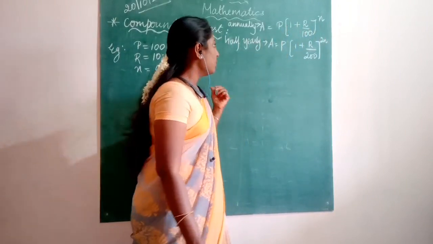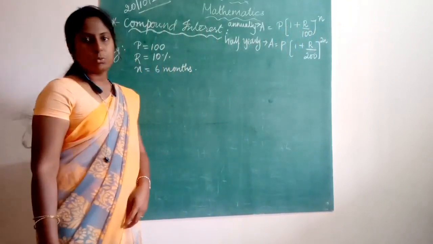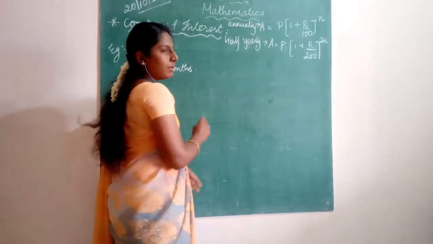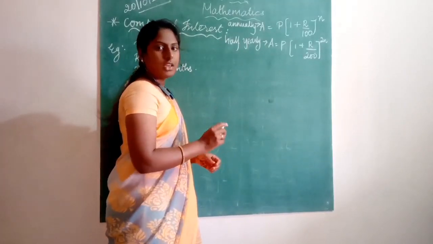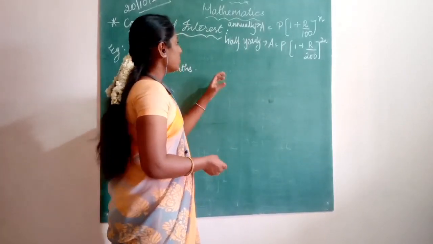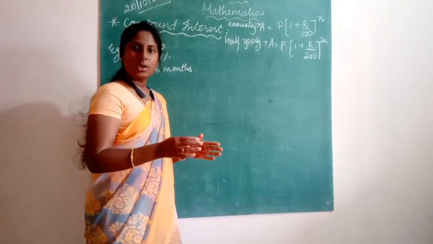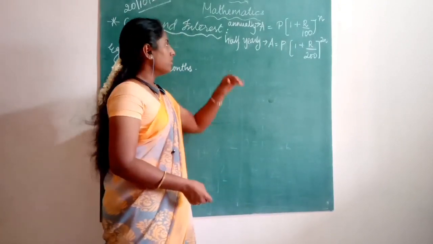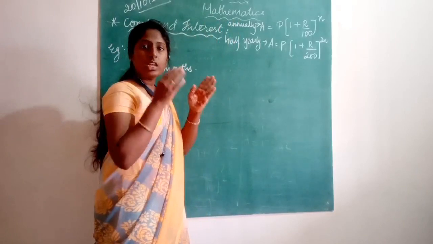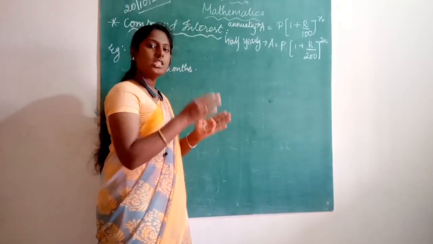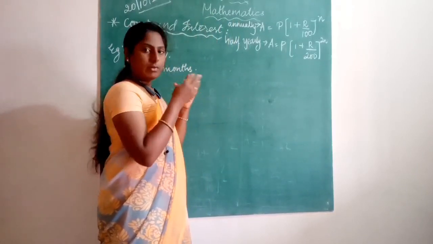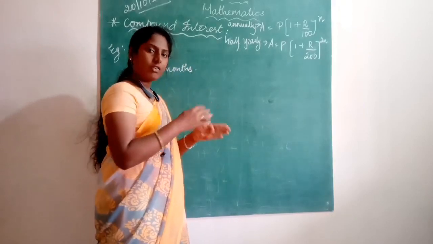Okay, now in today's class we are going to learn a new formula. The formula is for interest compounded half yearly. So for every half year they will calculate a compound interest. But in the previous days, for each year they would calculate. But for the second case, for each half a year they will calculate.